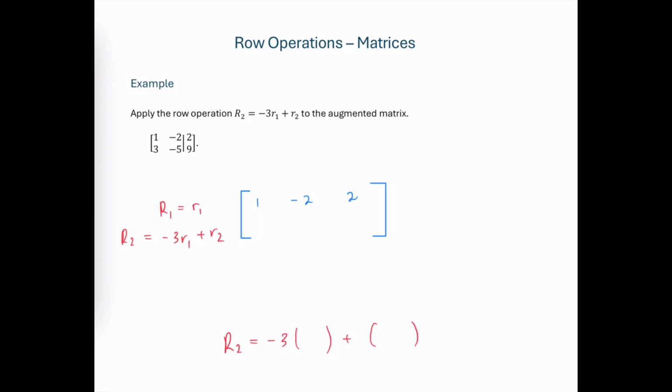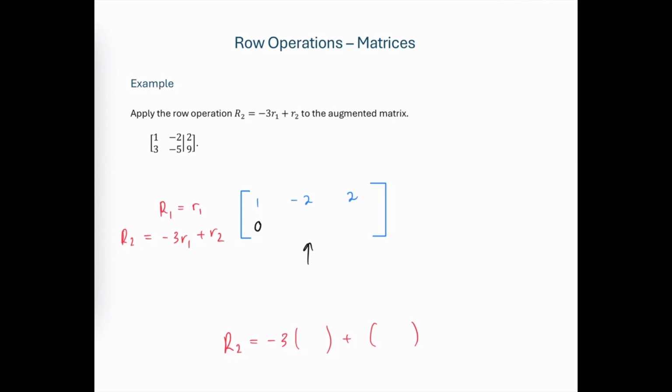Our row operation says that we want to take -3 times row 1, and the row 1 element was +1, and then add that to row 2, and the row 2 element is +3, so we end up with -3 plus 3, which is 0. And that's our first column element in this new row.